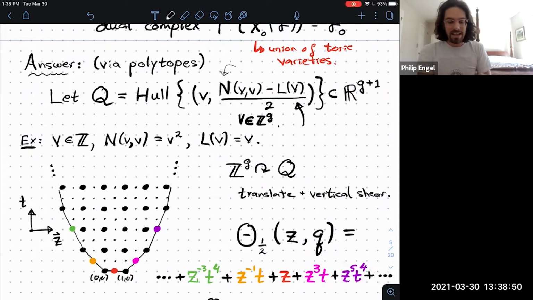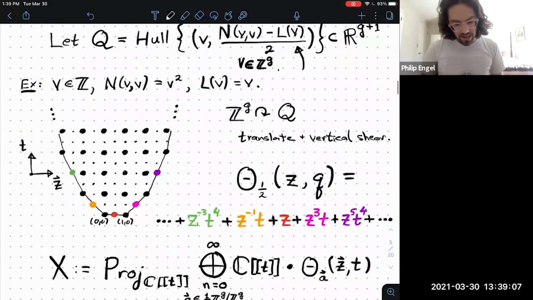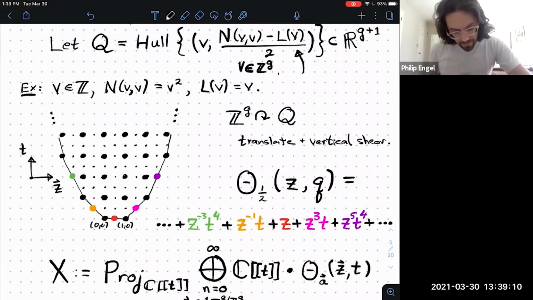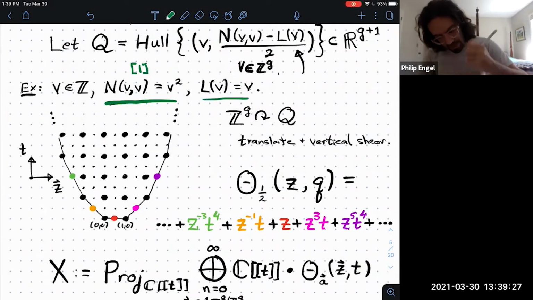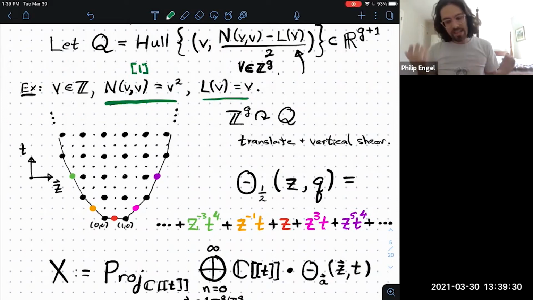So this point is going to be in Z to the g plus 1, because I've chosen L to be the linear functional associated to dotting with a characteristic vector. Going down one dimension, let's do the simplest one-dimensional case, where the quadratic form is n of v equals v squared. This is just the positive definite matrix 1. And I'm going to take L of v to just be v, so that v squared minus v is always divisible by 2.